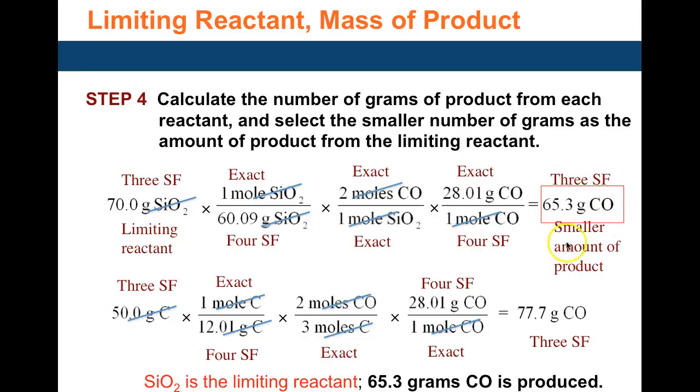This is the smaller amount of product, therefore silicon dioxide is the limiting reactant. When you do the same thing for carbon, you end up with 77.7 grams of carbon monoxide. So whichever gives you the least amount of product, that is the limiting reactant.